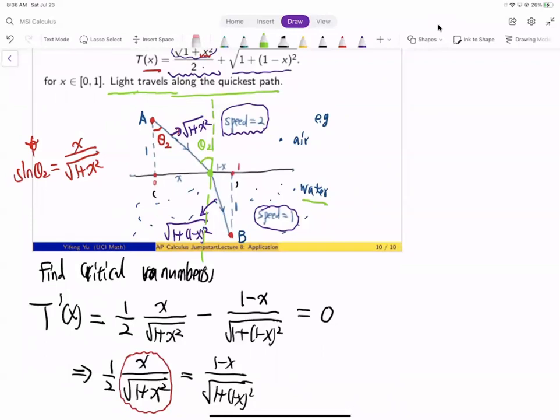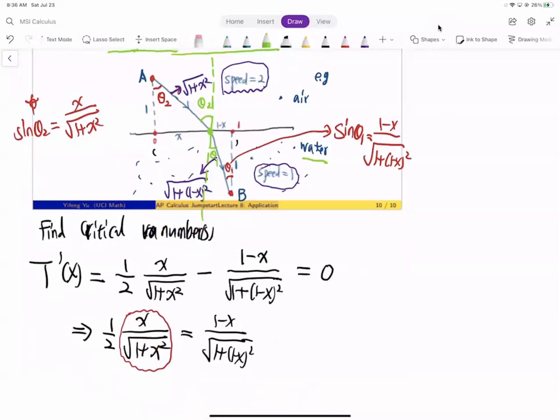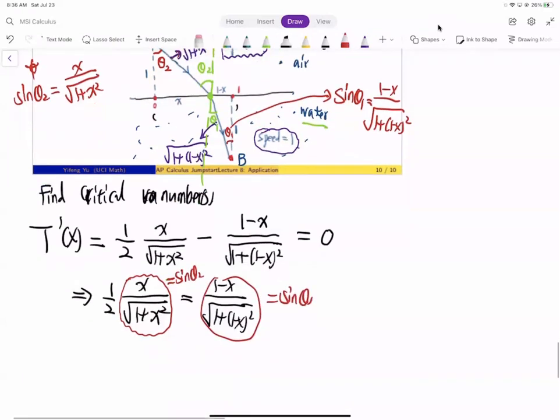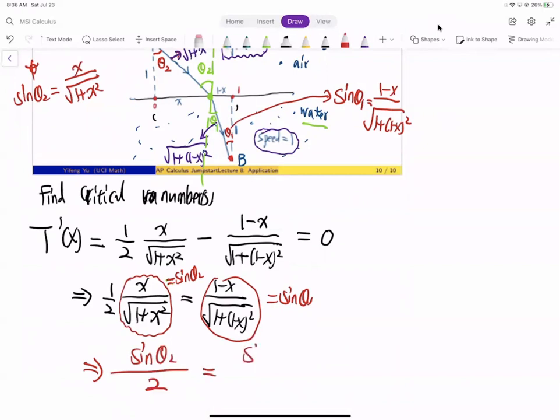Okay, so this is the same as theta 2. If I look at this angle, let's say this angle is theta 1. What is sine theta 1? You see, sine theta 1 will be 1 minus x over the square root of 1 plus (1 minus x) squared, right? So what do we derive? This guy equals sine theta 2, and this guy equals sine theta 1. All right, and then we derive the equality: sine theta 2 over the speed equals sine theta 1 over the speed. And this is exactly Snell's law.